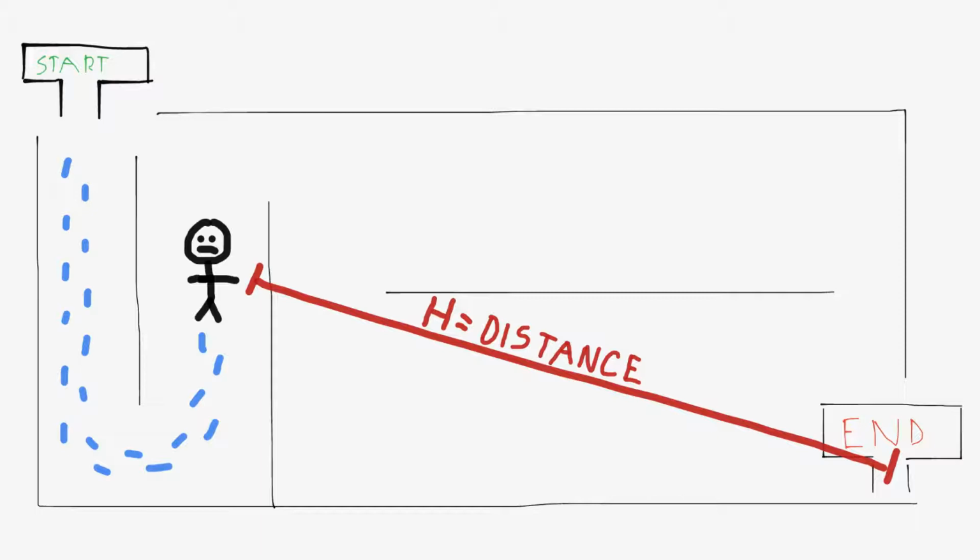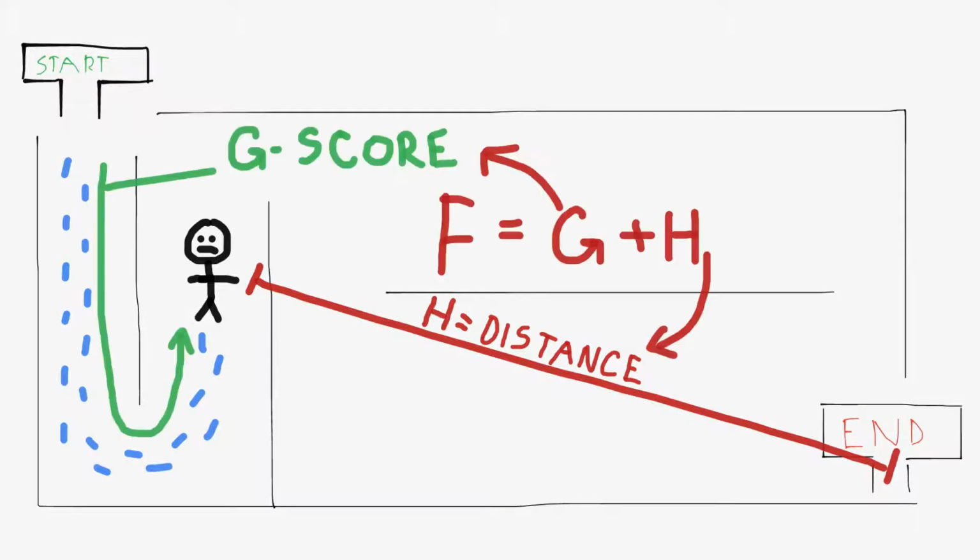Now, the F-score, which is really so important in making A-star work, is just the sum of these. It's G plus H. So it's the G-score, or how far you've walked to get to the spot in the maze, plus the H-score, or the guess as to how far you are away from the end. So if this still sounds a little complicated, we'll walk through some examples step by step.